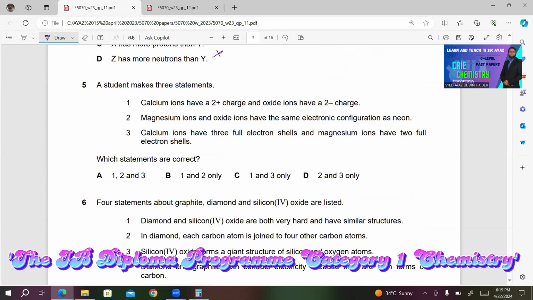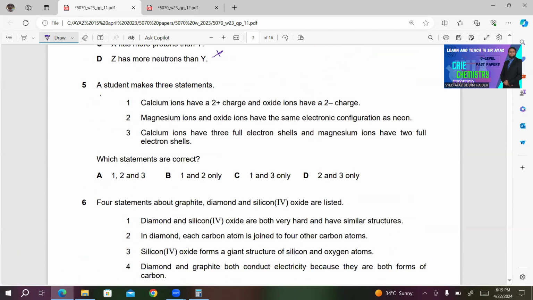Number 5. A student makes 3 statements. 1. Calcium ions have a 2 plus charge and oxide ions have a 2 minus charge. This statement is correct.